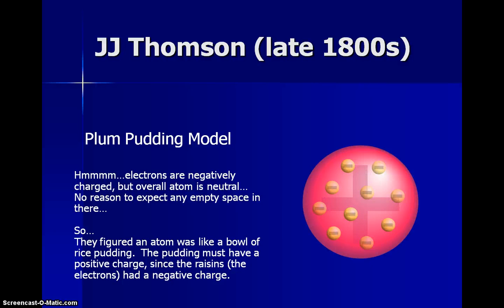Okay, so this was J.J. Thomson's model for the atom, called the plum pudding model, and it looks something like this over here. Okay, the red being the really diffuse positive, and the yellow being the electrons.